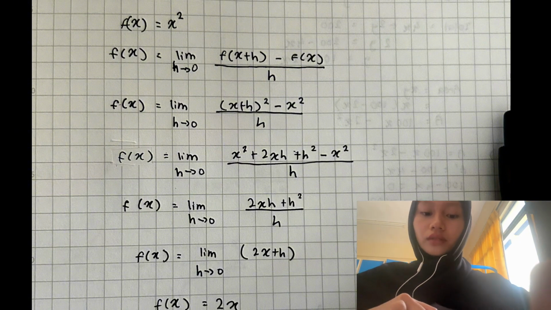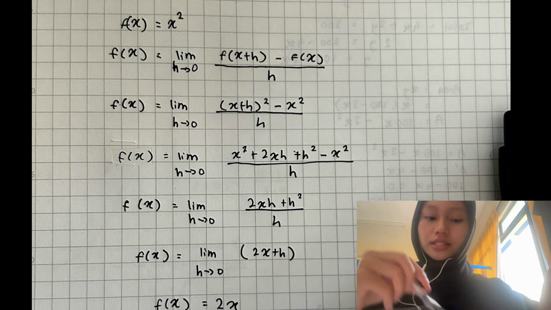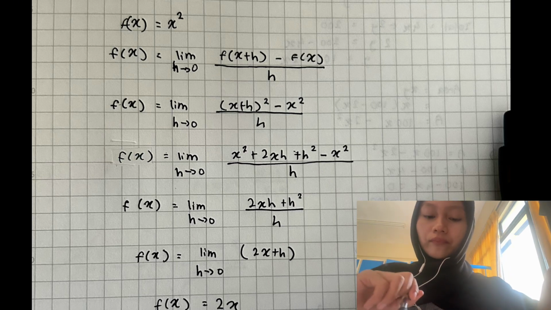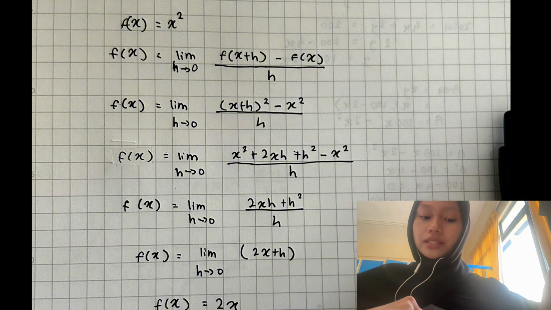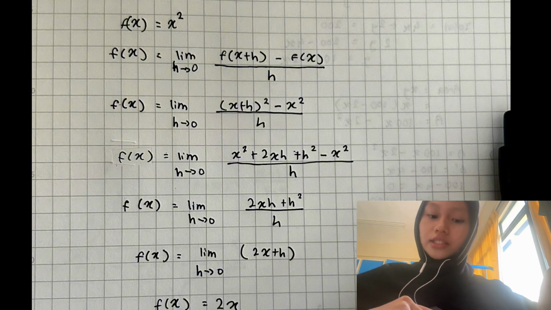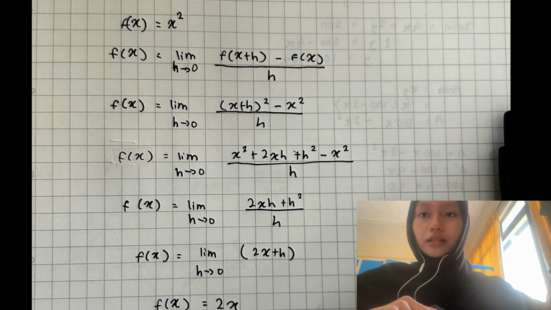squared. After we expand it, we cancel out the x squared. Then we got f'(x) equals the limit as h approaches 0 of 2xh plus h squared divided by h. And then we cancel out the h, then the final answer is f'(x) equals 2x.